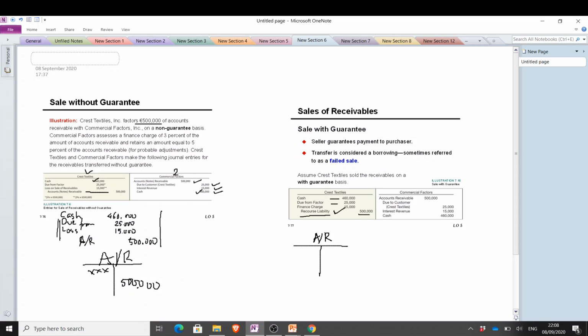Cash is the same, due from factor is the same, but here there is a finance charge. And for Commercial Factors, the company that purchases the receivables, the accounts receivable is 500,000, due from customer is also the same, interest revenue is the same, so the cash received is much the same. So you can see that this is the only difference between these two types of sales of receivables. Okay.